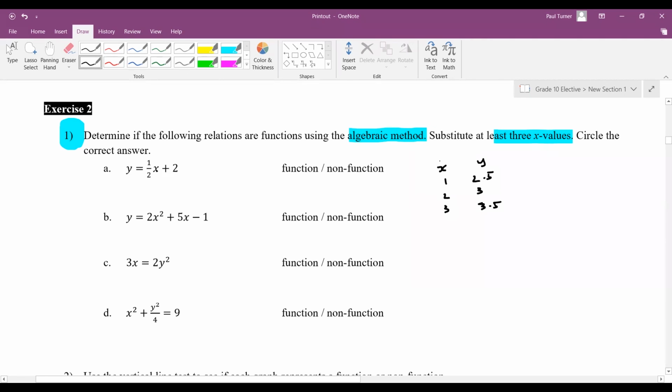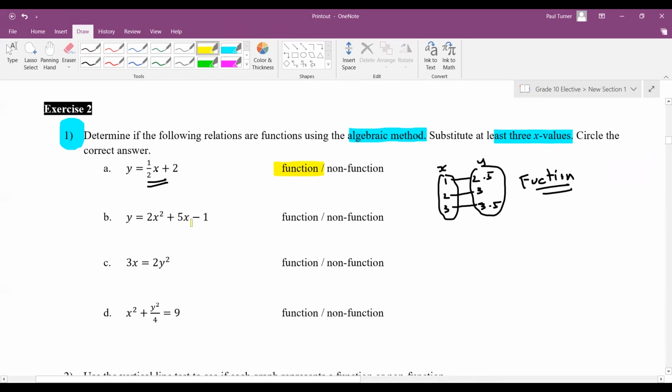So if you actually made your diagram, you can see that each x value is only going to one y value. So that's good. So each x only has one y. So this makes this a function. And actually, all linear equations are functions, all of them. So this is a function. And so we could highlight that answer there.